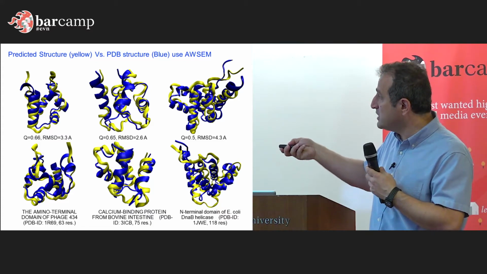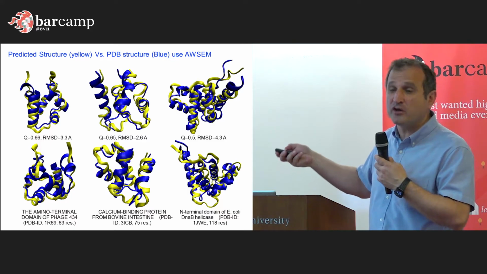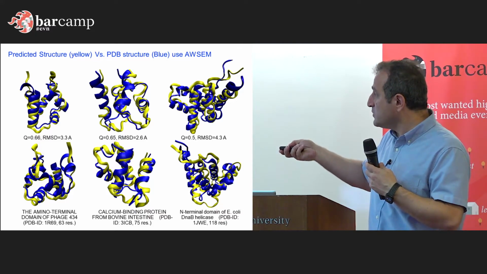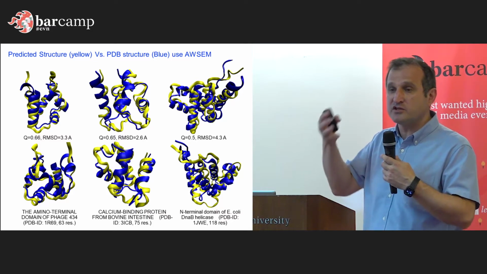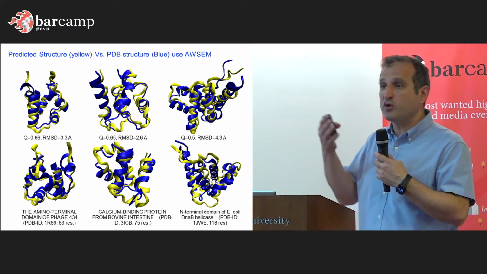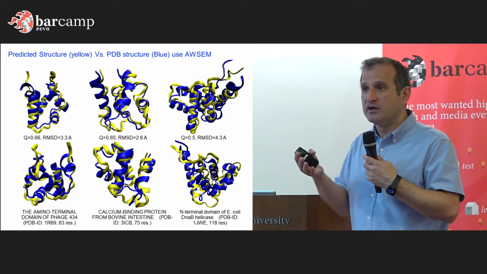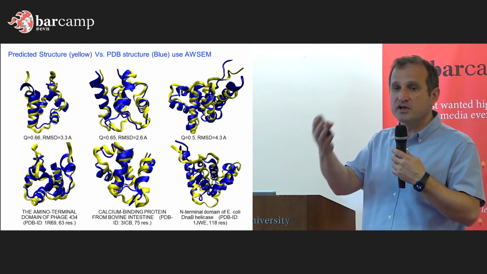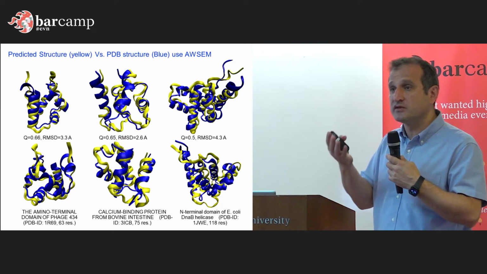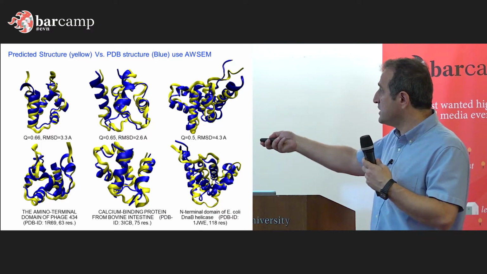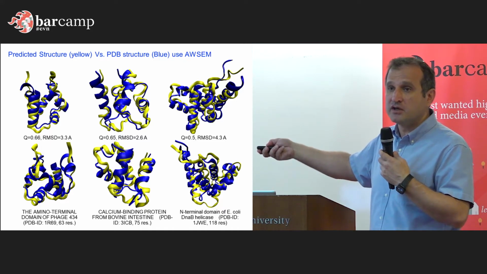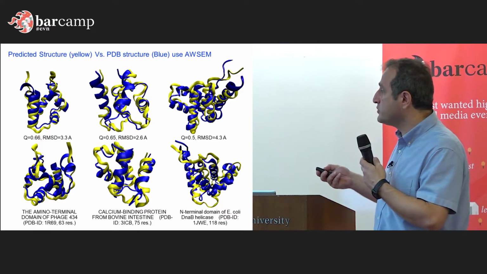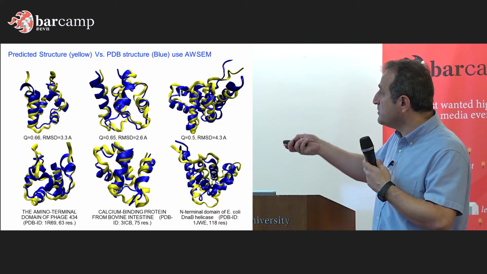You can see that there are two structures on top of each other. One of them is the crystal structure, meaning this is the right answer given by nature. The second one, the superposition placed on top of it, is the one that we predicted using AwesomeMD. So you have a computer prediction versus the ground truth, which is nature's result, and you can just visually see that this looks good. We had a really good prediction of in what way this protein will fold compared to the ground truth. We can look at many other proteins.